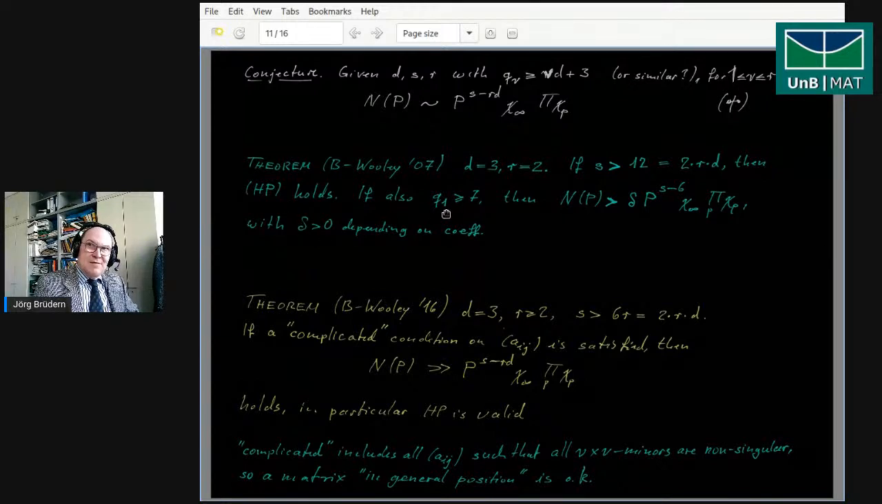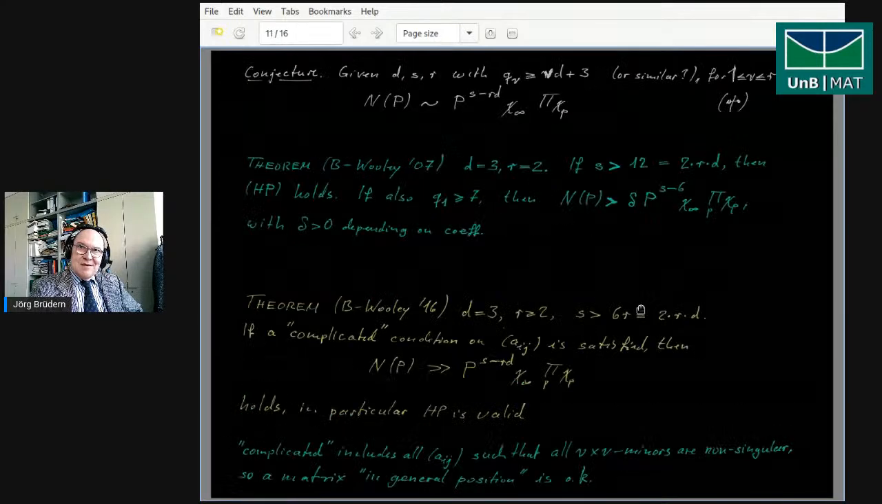And if Q1 is at least 7, I need this from the Baker result, then N of P essentially behaves like Dagger predicts. I don't get asymptotic equality, but I get a lower bound that is compatible with what we're expecting, because now R times D is 6. And then N of P is big. So this funny example where it was big when I divided out p to the 7 goes away in this.